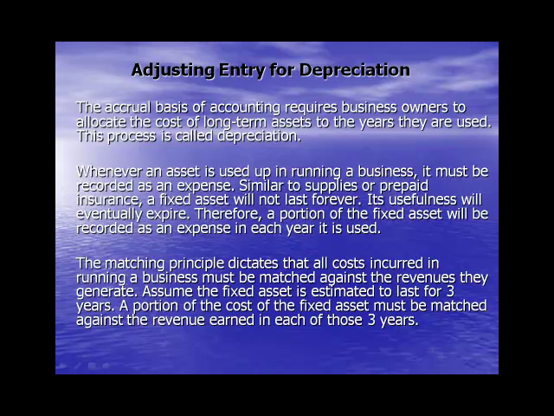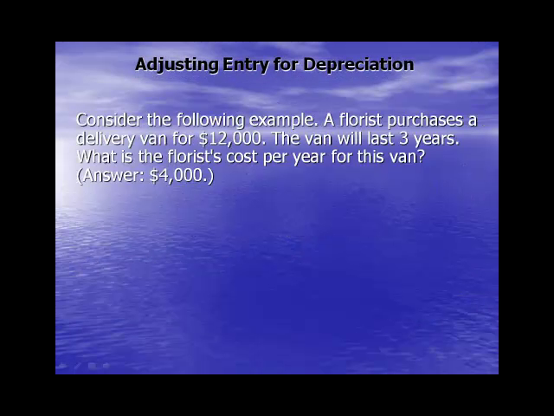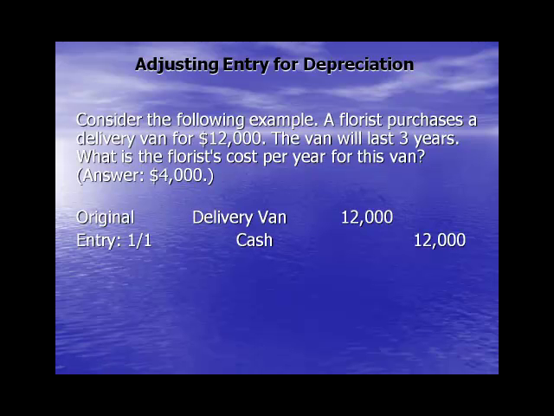Assume the fixed asset is estimated to last for 3 years. A portion of the cost of the fixed asset must be matched against the revenue earned in each of those 3 years. Okay, here's an example. A florist purchases a delivery van for $12,000, and we estimate up front that the van will last 3 years. So what is the florist's cost for the year for this van? In terms of depreciation, the answer would be $4,000. And that $4,000, of course, is 12,000 divided by 3. That's the basic straight line depreciation method.